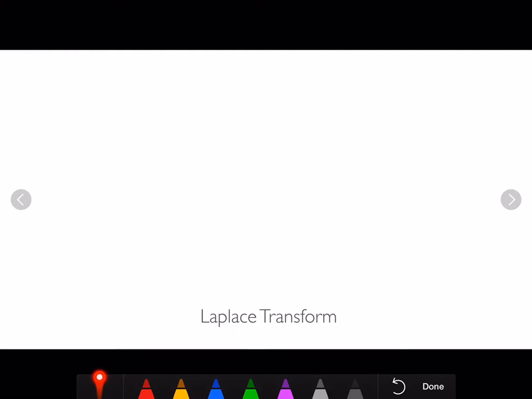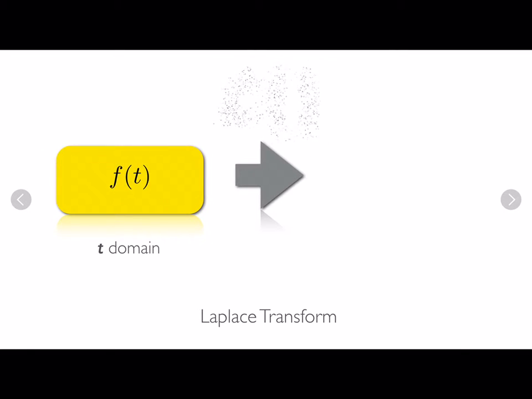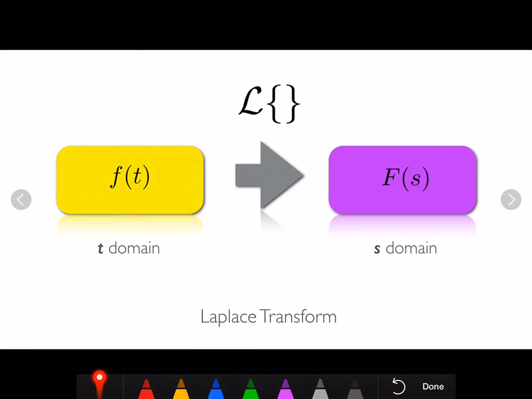So this is basically an example of what you should have in mind. This is the function we normally have in the t domain, and we transform it to the s domain. Using the Laplace transform, this is called the Laplacian operator. When you do the Laplace transform from here to here, from the t domain you get the s domain.